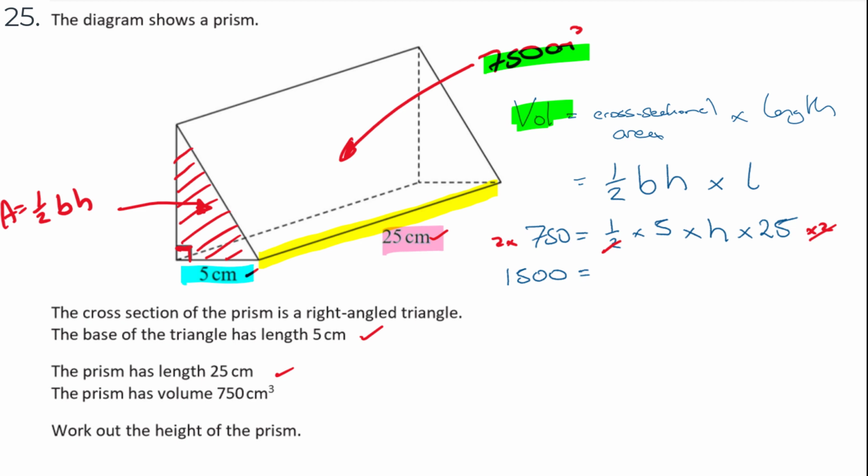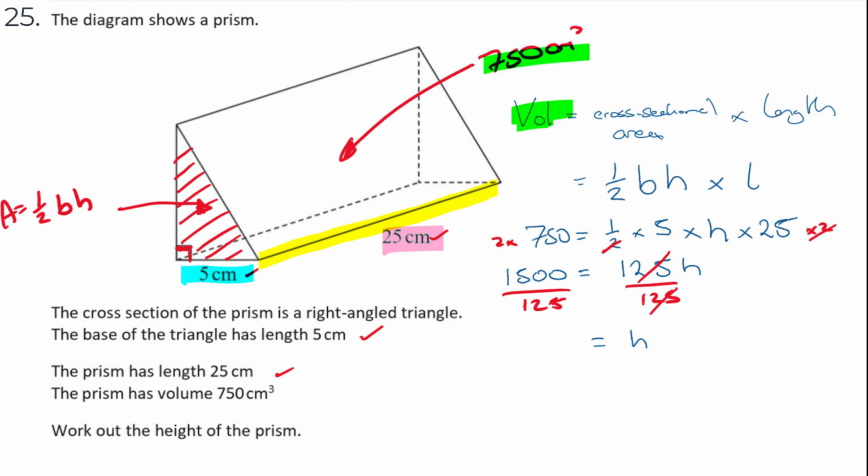Now, 5 times 25 is 125, isn't it? So I'm just going to simplify that at the same time to 125h. Okay? So then to get h, I'm going to have to divide both sides by 125 then, aren't I? That will cancel with that there, leaving me with just h on the right. And then all I really need to know now is how many times 125 goes into 1,500.